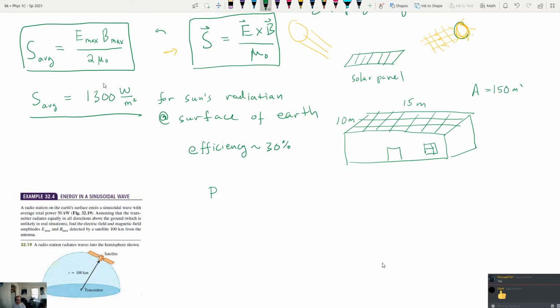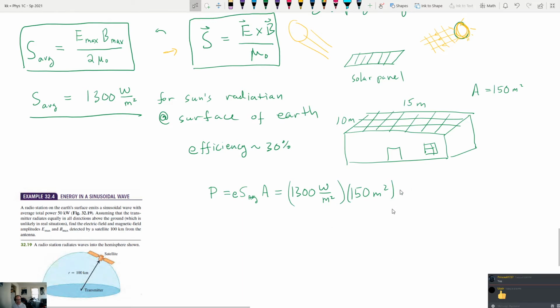And let's assume that this number represents the average over one day, so it includes the fact that at nighttime it's off and during the daytime they're on, okay? So the power would be equal to S average multiplied by the area, okay? So if we take 1,300 watts per meter squared and we multiply by the area of 150 meters squared, the power output of these solar panels, and we'd have to multiply by the efficiency factor here too. So let's multiply by E, which is our efficiency factor, because we're not going to get 100% of the power.